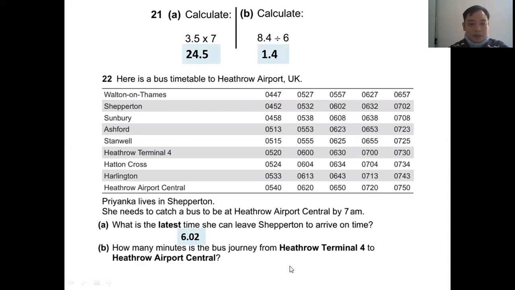B. How many minutes is the bus journey from Heathrow Terminal 4 to Heathrow Airport Centre? So Heathrow Terminal 4 is here. Now you can trace back, for example, here. You can see the bus arrives at Heathrow Terminal 4 at 7 a.m., and when it reaches the Heathrow Airport Centre, it is 7:20. So the journey of the bus will be 7:20 minus 7, equal to 20 minutes.